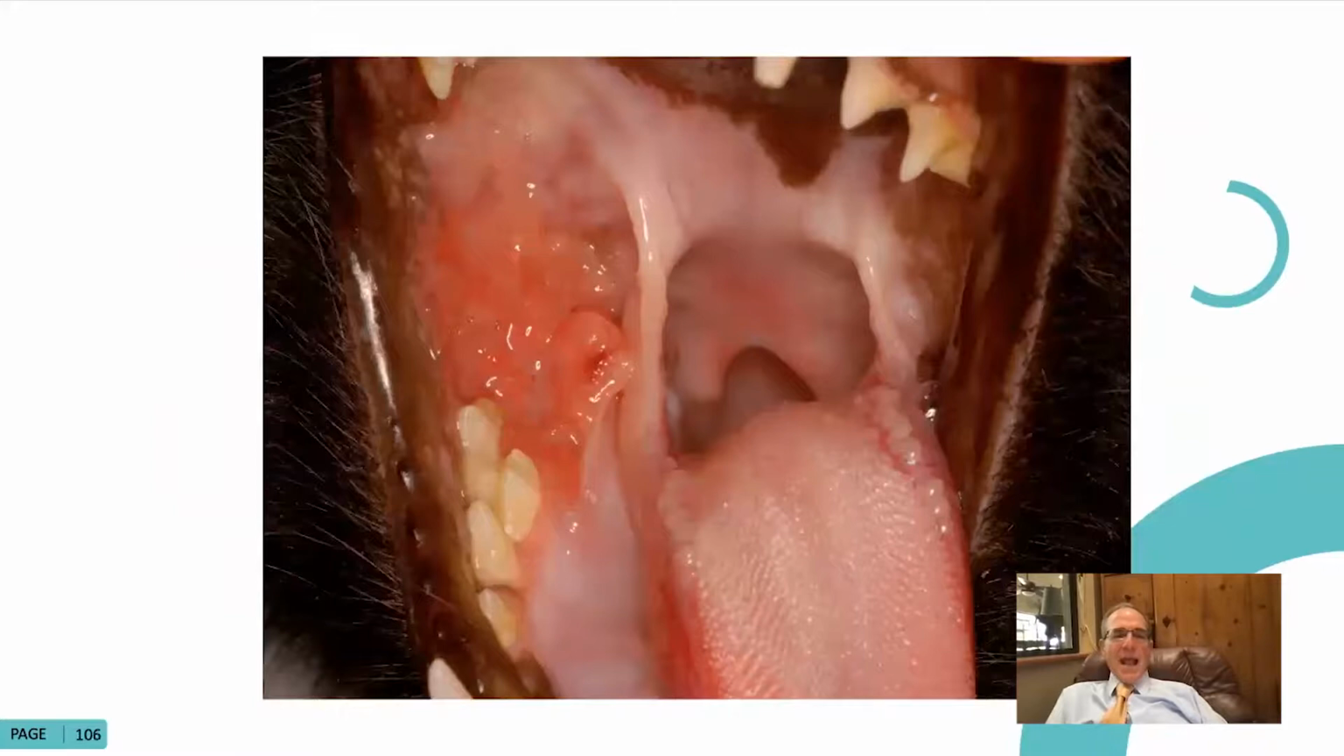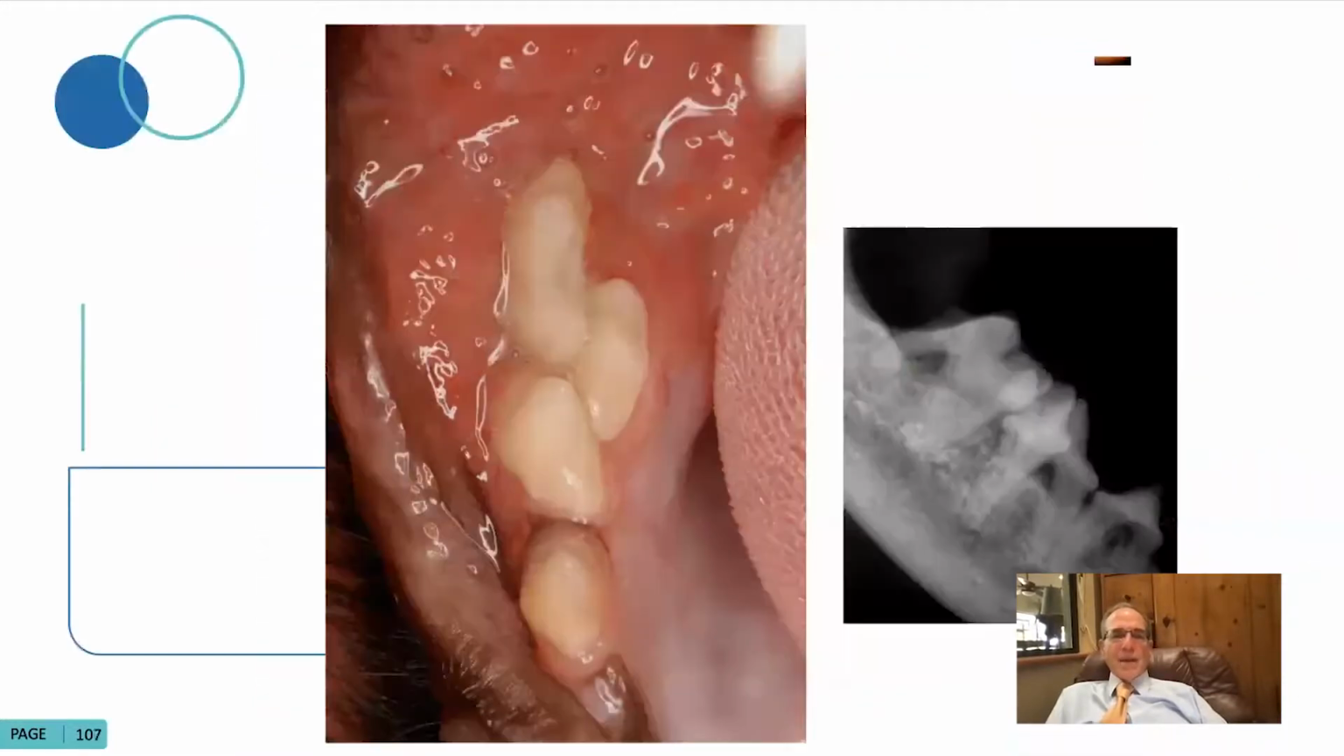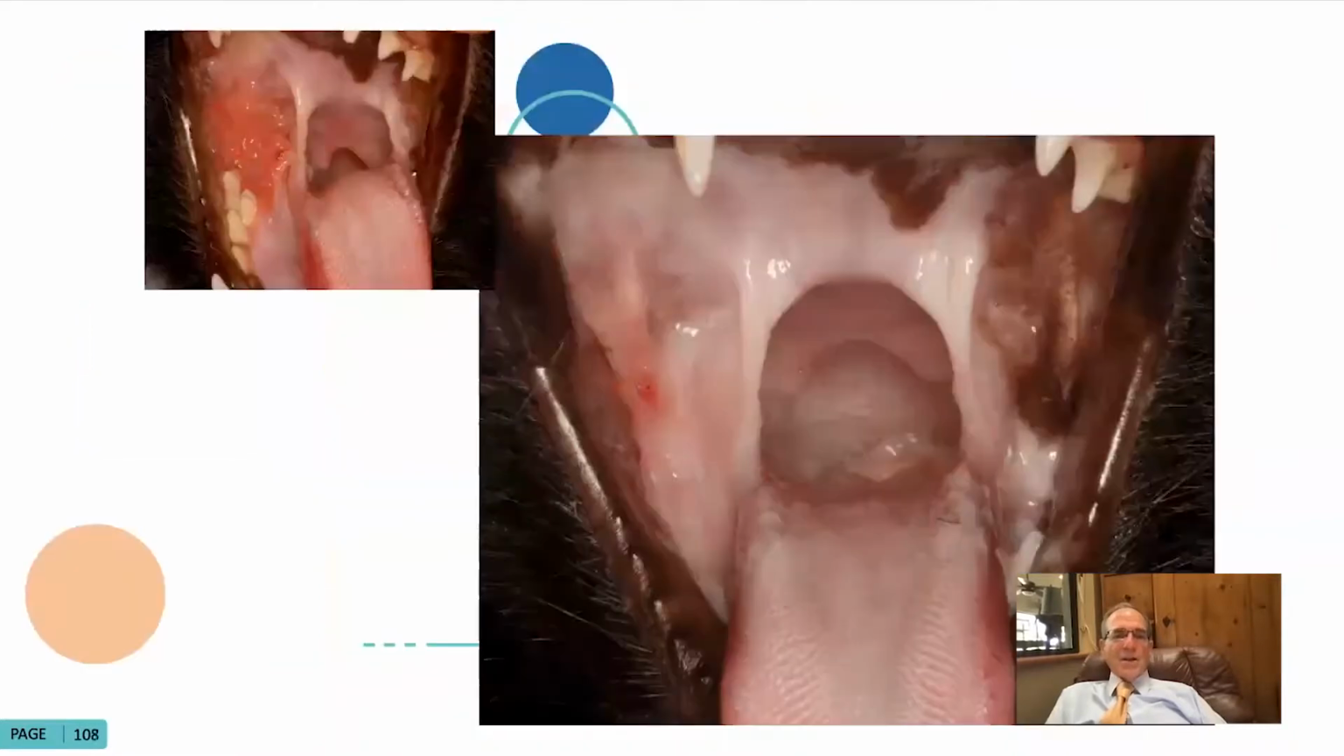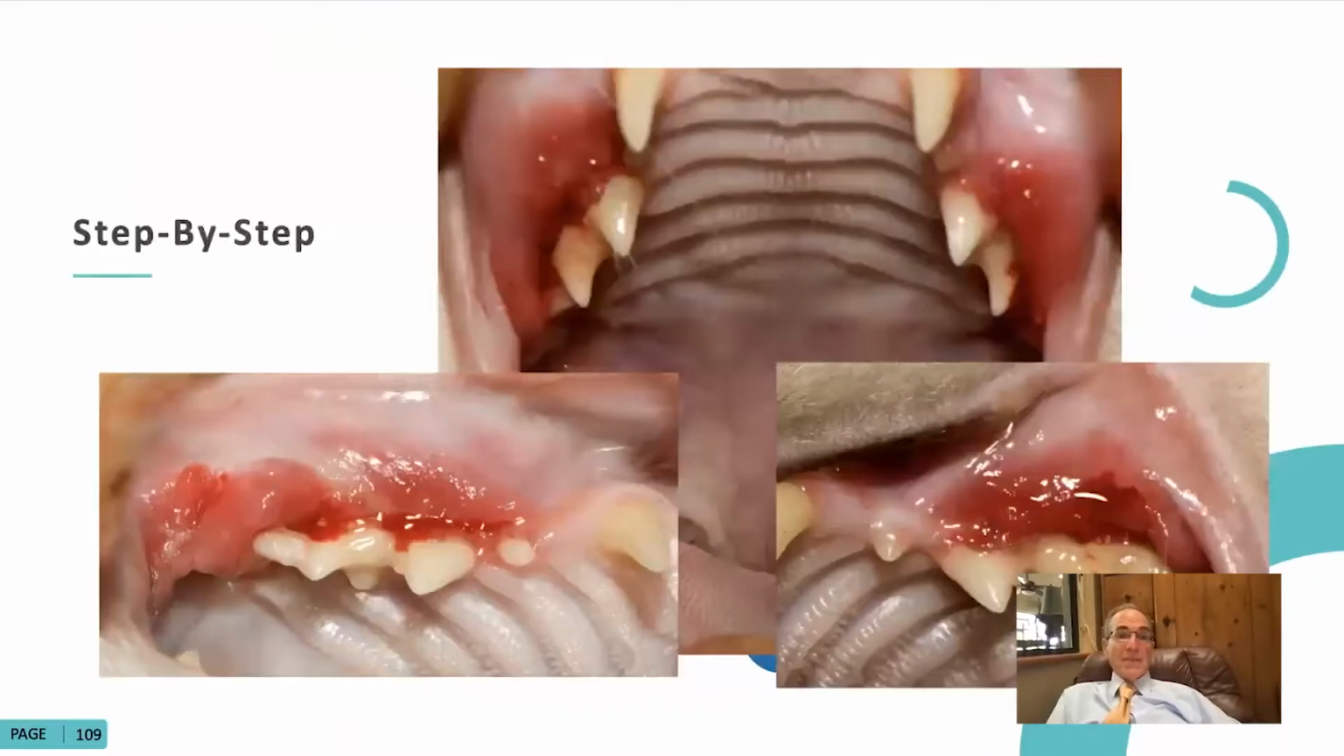Here's that cat that had the supernumerary 4th premolar, and it's a unilateral inflammation. I took out the teeth on that side and the bottom, and you can see how beautifully they heal. Cats, if you do what's right, will usually heal really nicely.